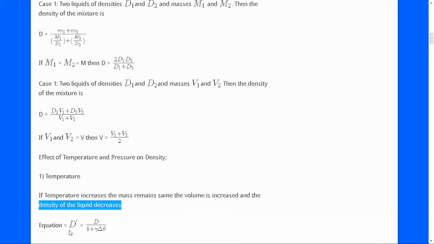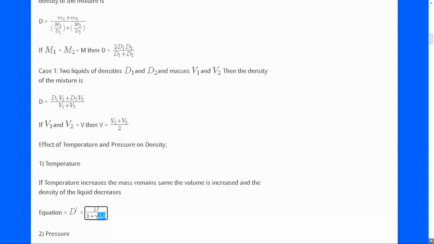So the equation is D dash, that is final density, is equal to D upon 1 plus gamma delta T. Here gamma means the liquid coefficient of expansion and delta T represents the change in temperature.